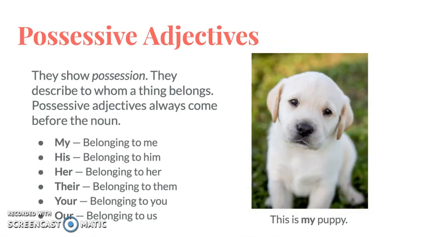Next, we have possessive adjectives. They show possession. They describe to whom a thing belongs. Possessive adjectives always come before the noun. Some of the possessive adjectives are my, as in belonging to me, his, belonging to him, her, belonging to her, their, belonging to them, your, belonging to you, or our, belonging to us. This is my puppy. My would be the possessive adjective because it shows possession of the puppy.